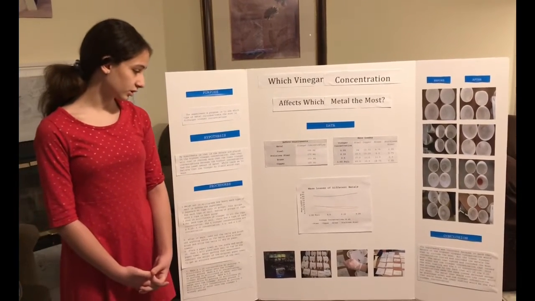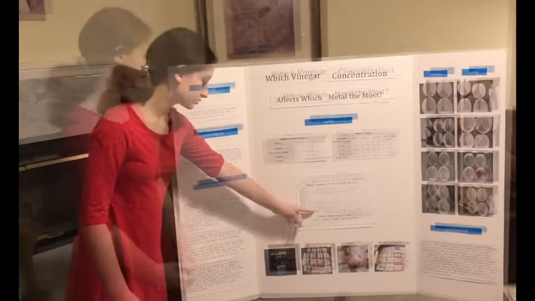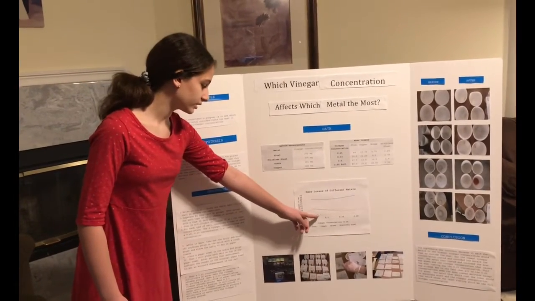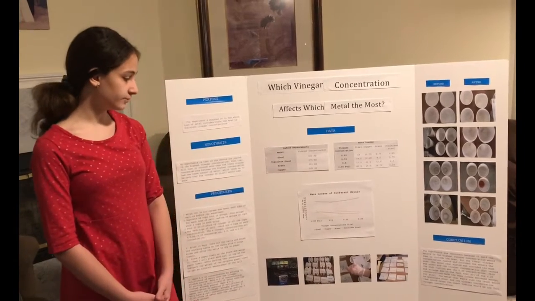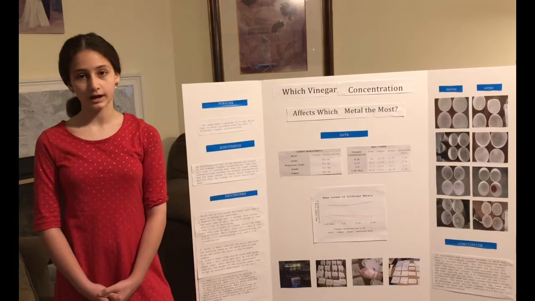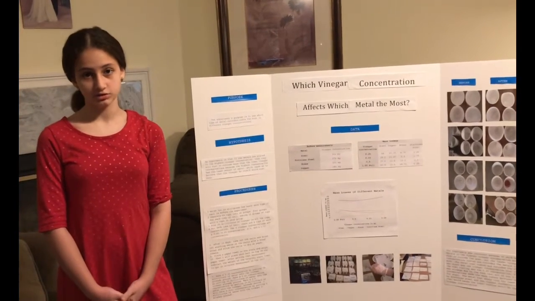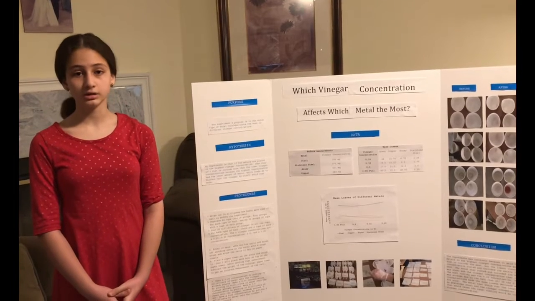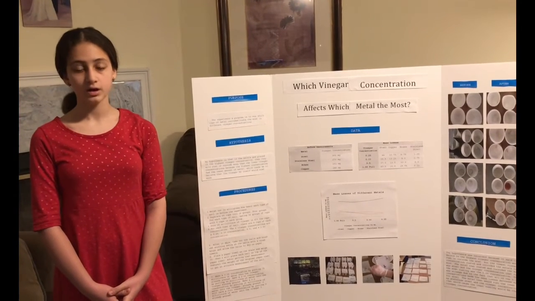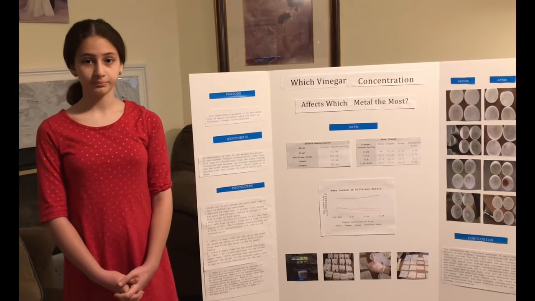The other nails are stainless steel, copper, and brass. As you can see, the lower mass loss was for the yellow line, which was stainless steel. And for my conclusion, my hypothesis was incorrect because I thought that the metals would rust the most in the highest concentration. But actually the lowest concentration did that, which was the 0.25 concentration for the steel metal.